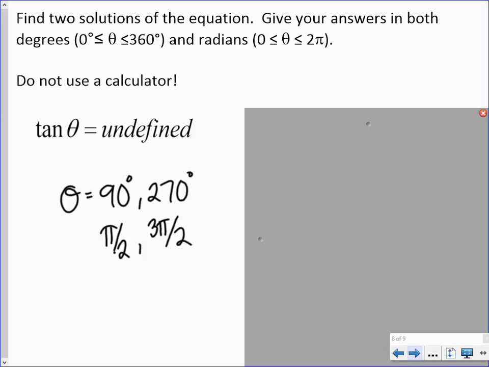The correct answer should be 90 degrees, 270 degrees, and then π/2, 3π/2. So you're thinking about tangent on the unit circle. Remember, tangent on the unit circle is y over x. So you would need your x to be 0 so that it comes out to be undefined. And those are the 2 points where you go 0 left or right, straight up and down.